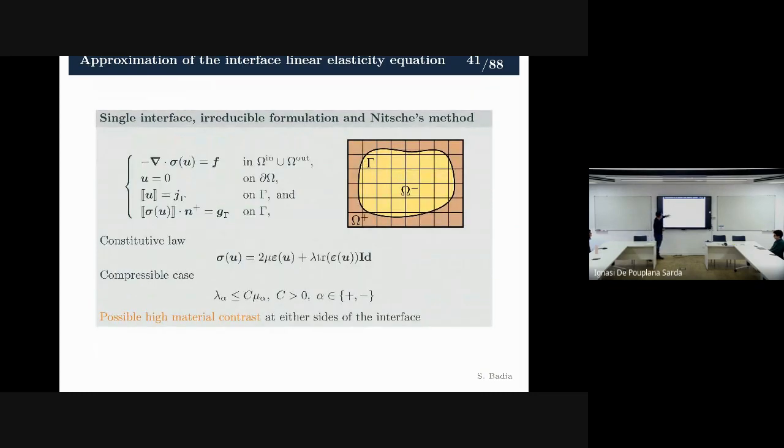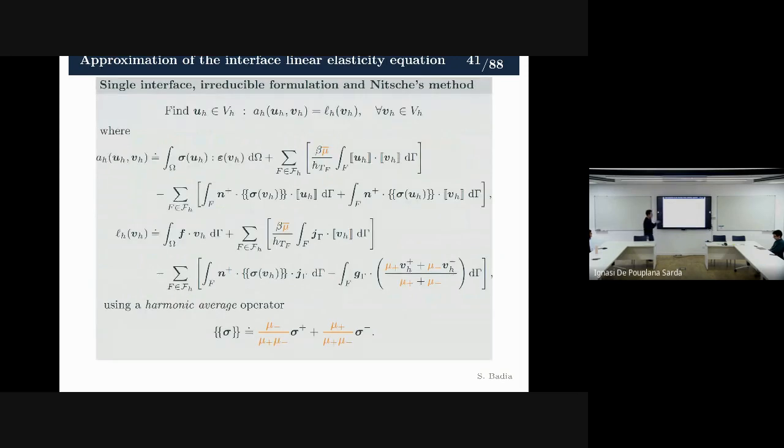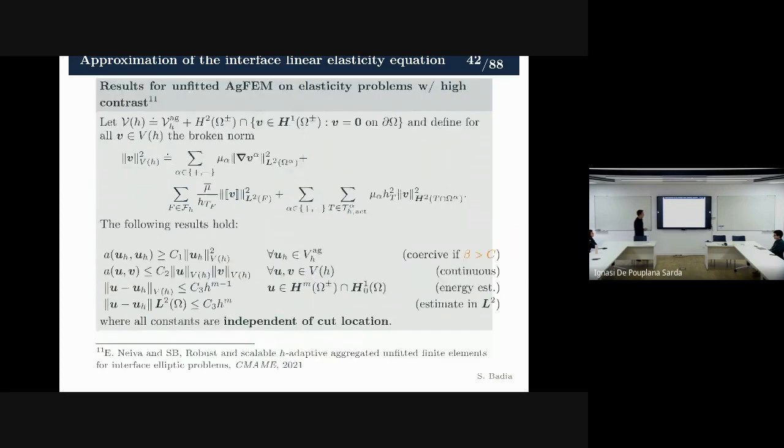And we also consider the case in which you have huge jumps of physical parameters in linear elasticity. It's not new in the literature, but using the right averages on the interface, because you have values that are completely different and certainly not well defined on that interface, you are able to end up with methods that are robust with respect to the jumps in the physical coefficients. And this is what we did.